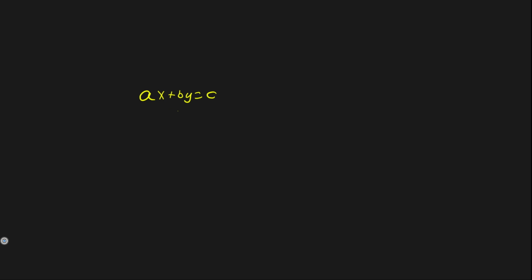But if we were asked to convert this into slope-intercept form, all we would have to do is subtract ax to get by is equal to negative ax plus c, and divide by b, where we get y is equal to negative ax plus c over b, and that would be our slope-intercept form, which could be mx plus b. But that's how we convert standard form into slope-intercept form.